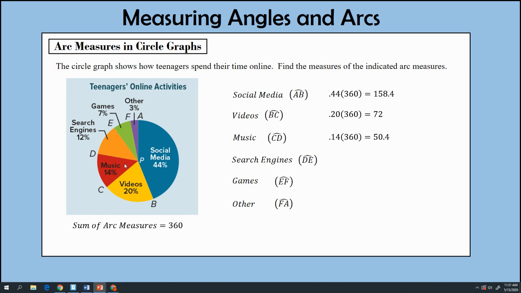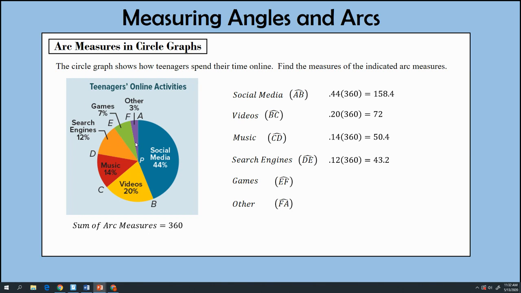Music is 14%, so that's 14% of 360 degrees. 0.14 times 360 is 50.4. So that central angle is 50.4, which means the arc is 50.4. Search engines is 12% of our circle graph. So percent to a decimal, move it two places to the left, 0.12 times 360. That answer is 43.2. So that tells us that the central angle DPE has got to be 43.2 degrees, which means arc DE is the same as the central angle. That arc is 43.2 degrees.